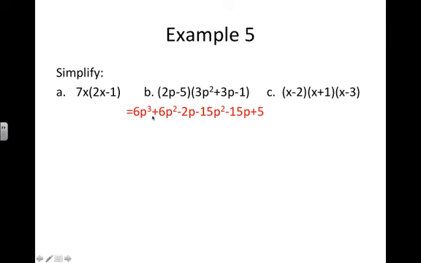So let's combine terms. 6p cubed doesn't have a p cubed buddy to combine with. 6p squared minus 15p squared gives us negative 9p squared. Negative 2p minus 15p gives us negative 17p, and then plus 5. All the terms are different, so we can't combine anymore.